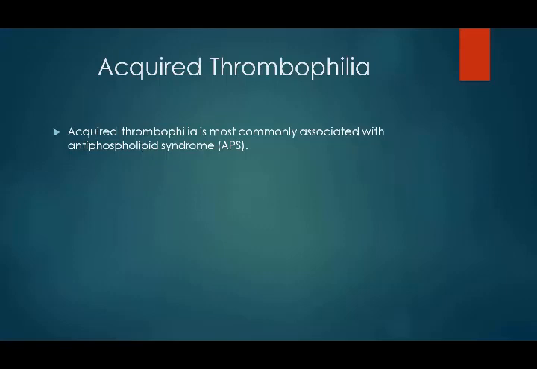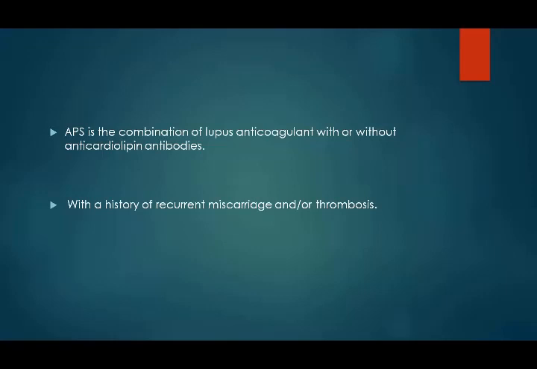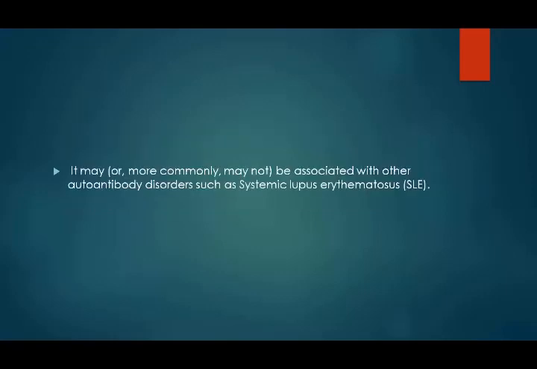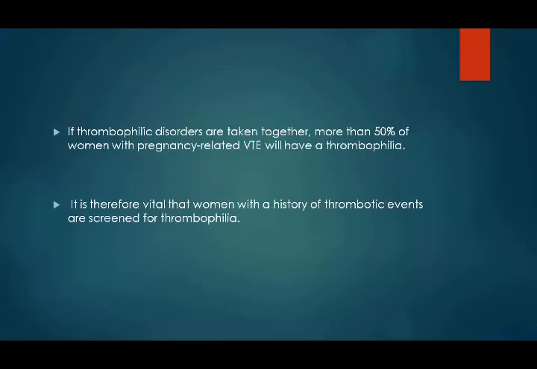Now, the acquired thrombophilia is most commonly associated with antiphospholipid syndrome. This one is acquired, although it does involve a genetic inheritance with a chromosome change as well. APS is a combination of lupus anticoagulant with a history of recurrent miscarriage and/or thrombosis. It may, or more commonly may not, be associated with other autoantibody disorders such as systemic lupus erythematosus. If thrombophilic disorders are taken together, more than 50% of women with pregnancy-related VTE will have a thrombophilia.